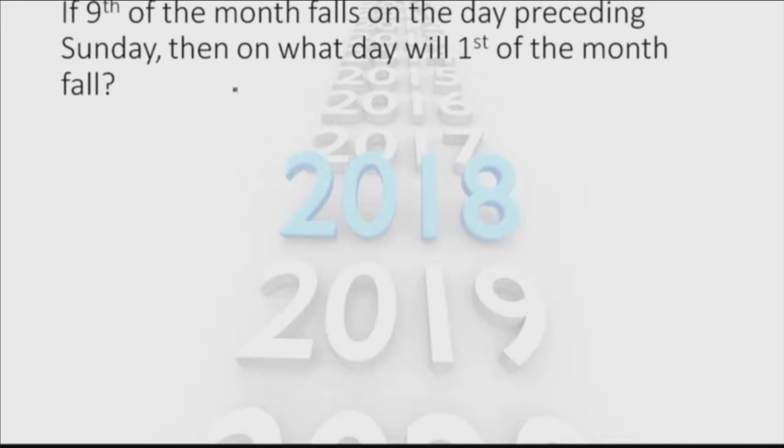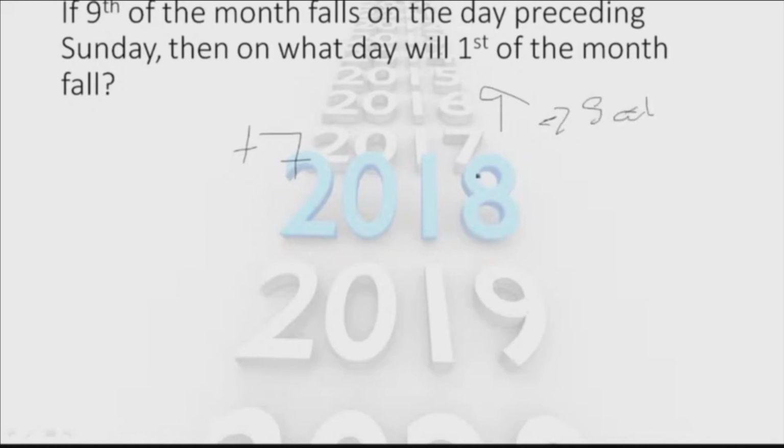Okay, so here it's told that the 9th of the month falls on the day preceding Sunday. So the day preceding Sunday is nothing but Saturday. For example, say today is Wednesday and the date is 10th. If I want to know the date on next Wednesday, what would I do? I do plus 7, right? Same concept you apply here. 9th falls on Saturday.